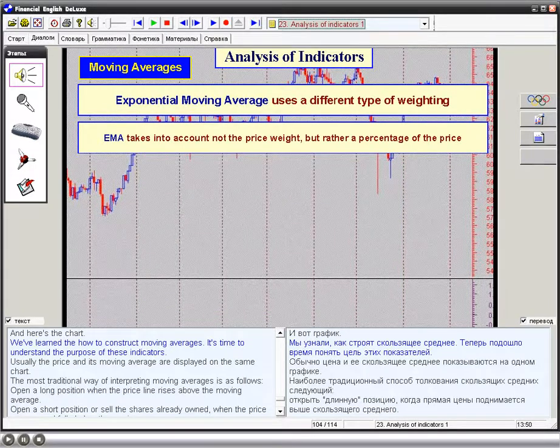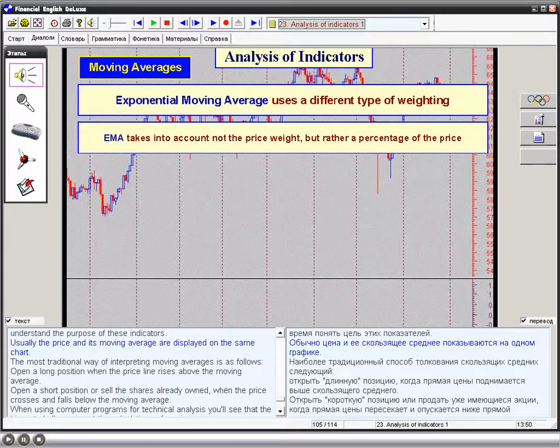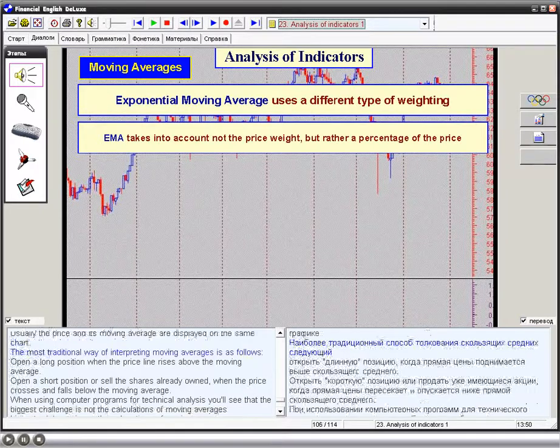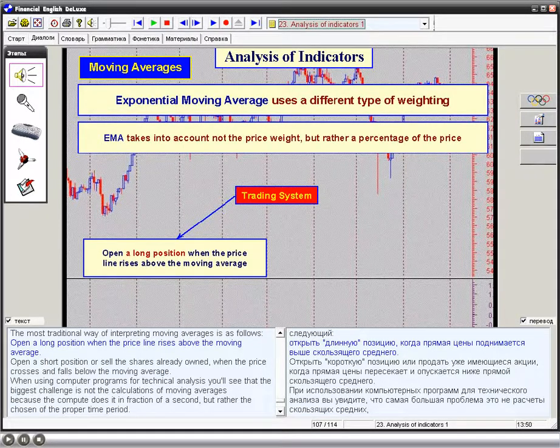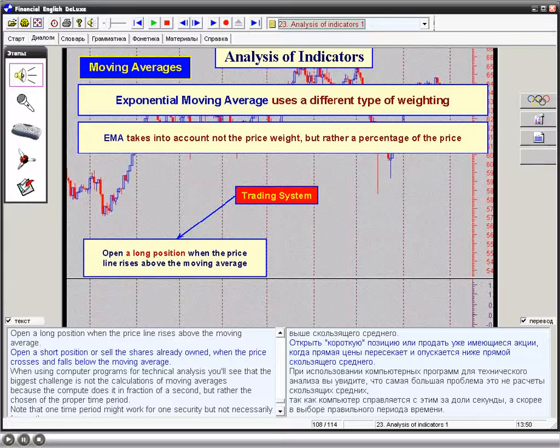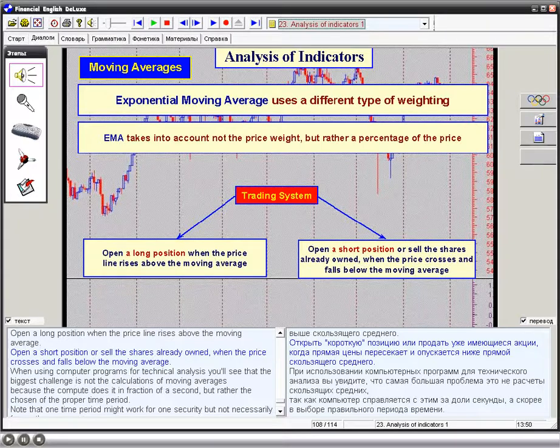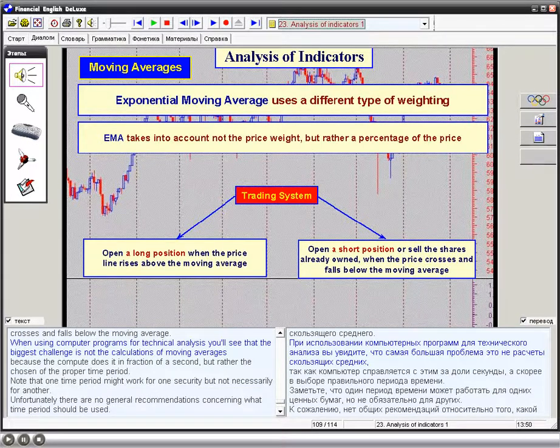Now that we've learned how to construct moving averages, it's time to understand the purpose of these indicators. Usually, the price and its moving average are displayed on the same chart. The most traditional way of interpreting a moving average is as follows. Open a long position when the price line rises above the moving average. Open a short position or sell the shares already owned when the price crosses and falls below the moving average.